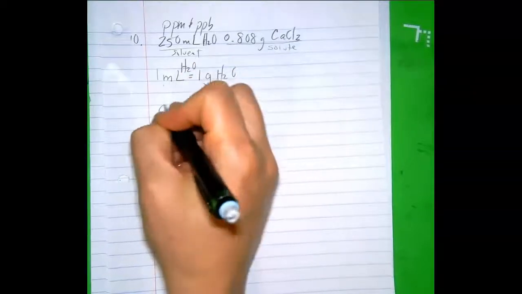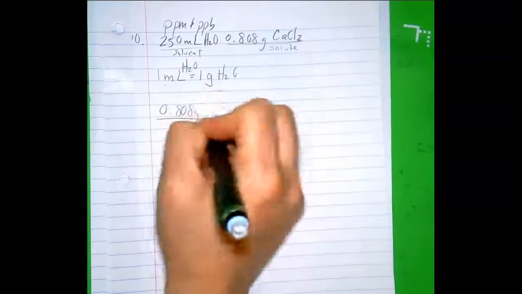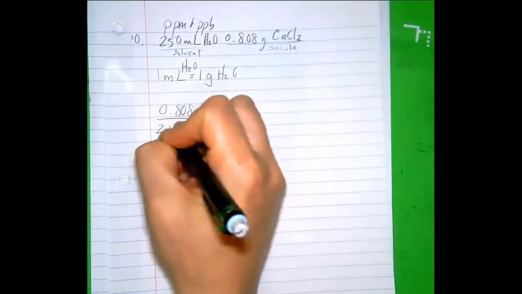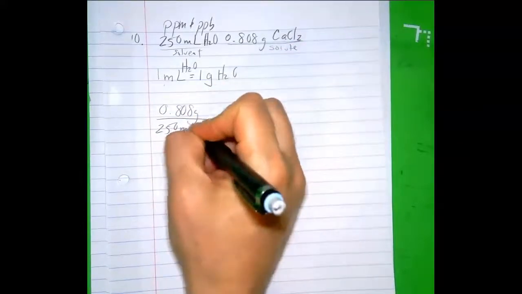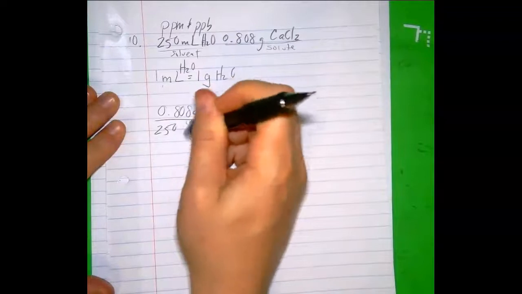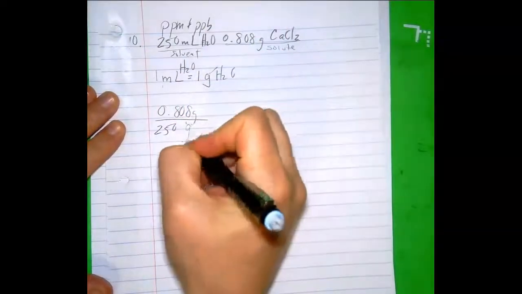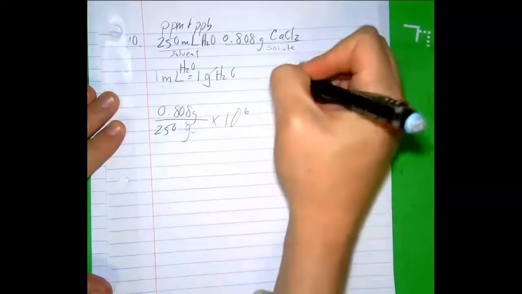So that means we have 0.808 grams of solute over 250 milliliters of solvent. But we can just switch this milliliters to grams. Easy. And then multiply by 10 to the 6th, because it's asking for parts per million.